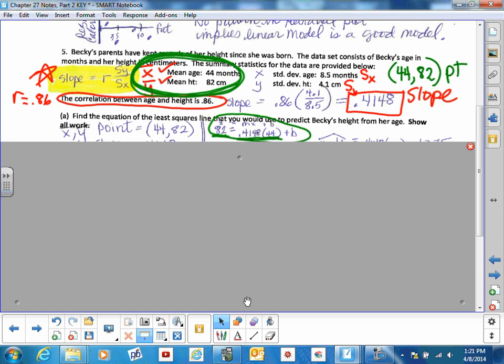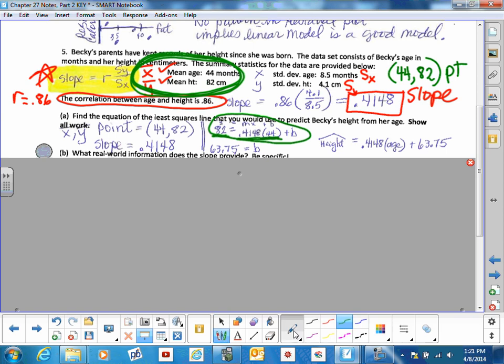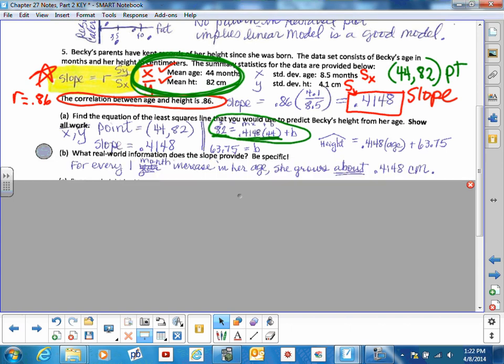Okay. Questions there. Then you have the equation. If you did the algebra, you'd get 63.75 for the y-intercept. And so, therefore, here is the end result of the equation. Okay, here's the, oh, that covers it up. Okay, here's the end result of the equation right there. Predicted height equals 0.4148 times age, plus 63.75. Okay, I think this one is just an interpretation of the slope.